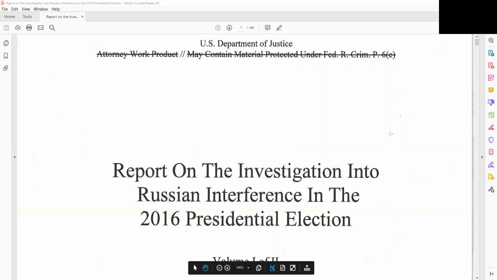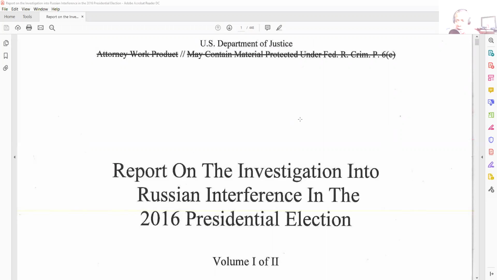So what we're doing right now, we are actually getting ready to record an audio version of the Mueller Report.